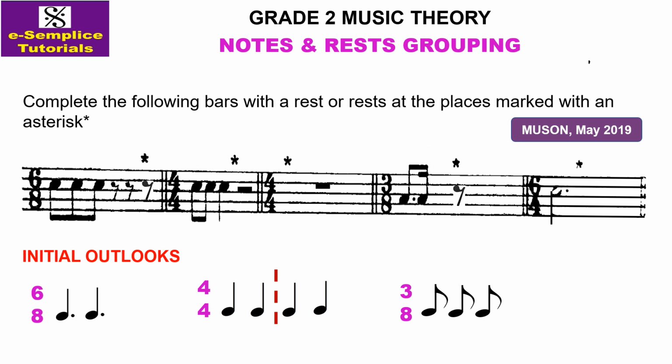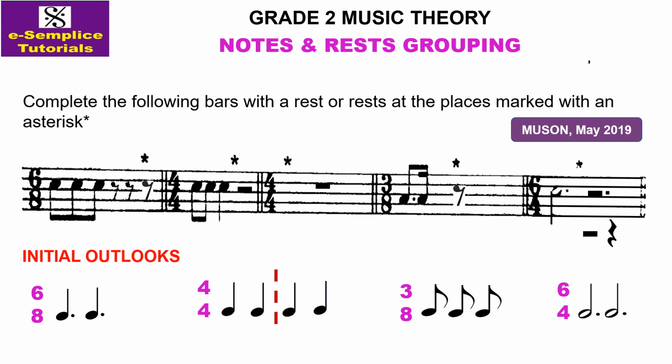Let's move to 6/4 time. The initial outlook of 6/4 is 2 dotted minims in a bar. Now the first dotted minim is there, so for the second beat we are to use a rest to show that. It is either you use a dotted minim rest or you use a minim rest and a crochet rest to fill that bar.